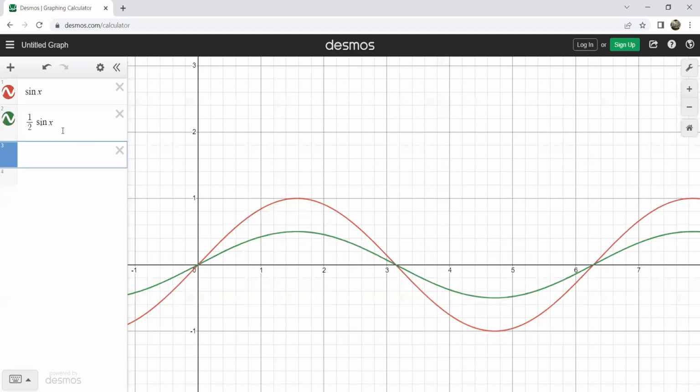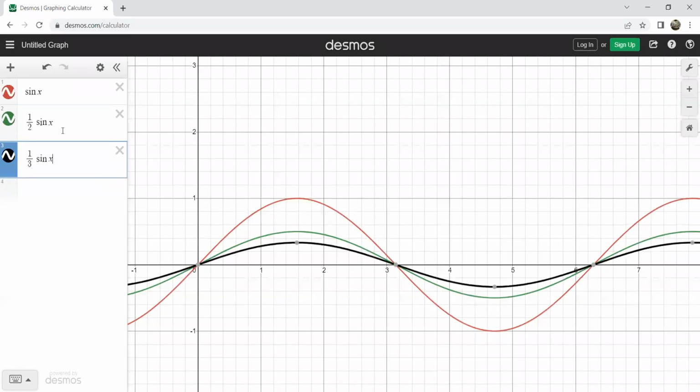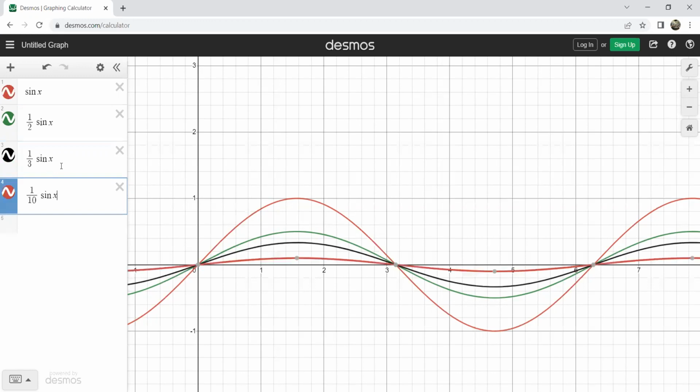But if I just write a third sine x, wow. See, the maximum value of a third sine x is now lower than a half, it is a third. You can just continue this process. 1/10 sine x. This is the graph of 1/10 sine x. As you can see, this graph is becoming more and more flat between 0 and 2 pi.